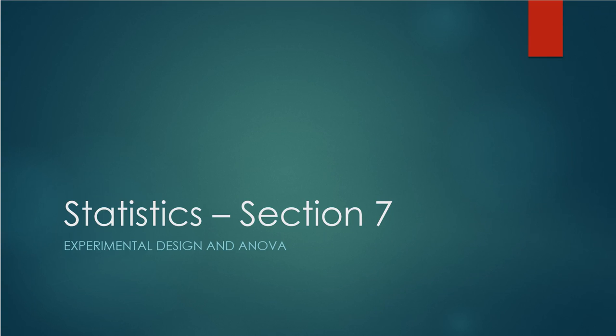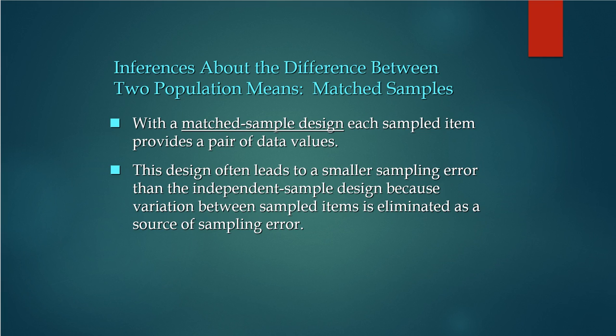Okay, well, welcome to section 7. We are going to start looking at experimental design and ANOVA. The first one we want to look at is a matched pair design.